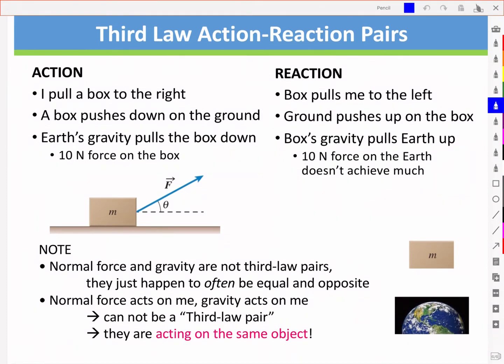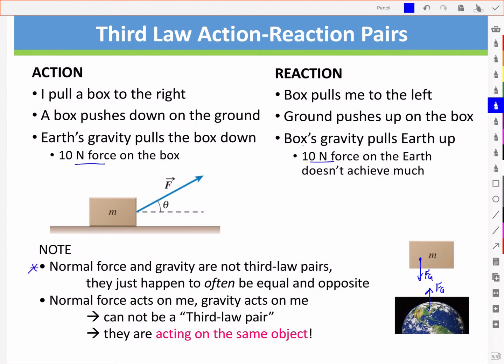Now, while this might seem a bit strange, the 10 Newton force on the box is quite significant. But indeed, the box does have a gravitational pull on the Earth. It's just that that 10 Newton force on the Earth doesn't achieve much and isn't really noticed. But they are the third law pair in this case. There's a gravitational pull each way.